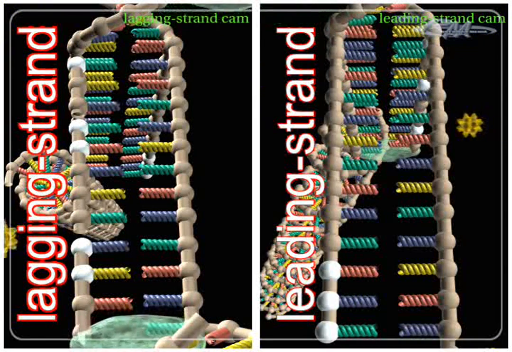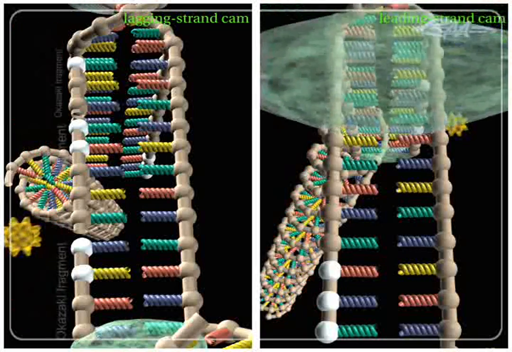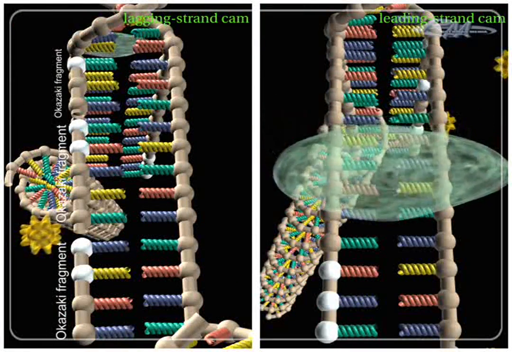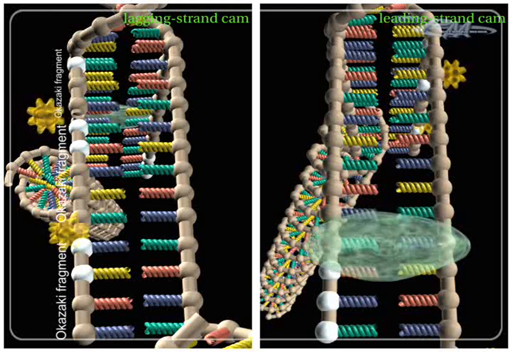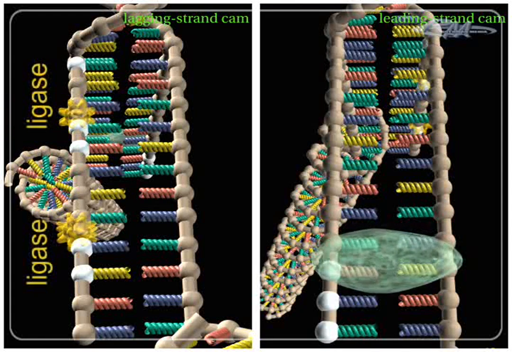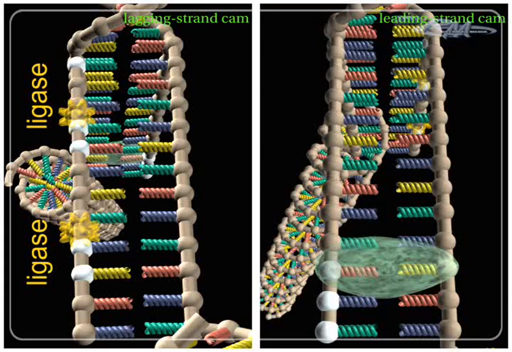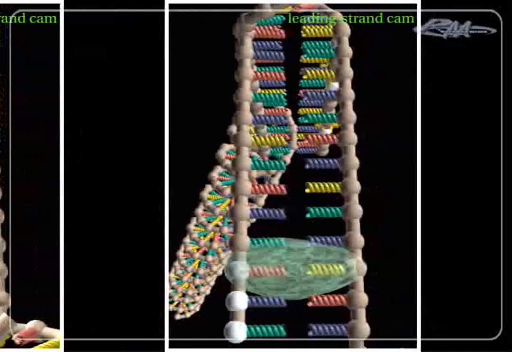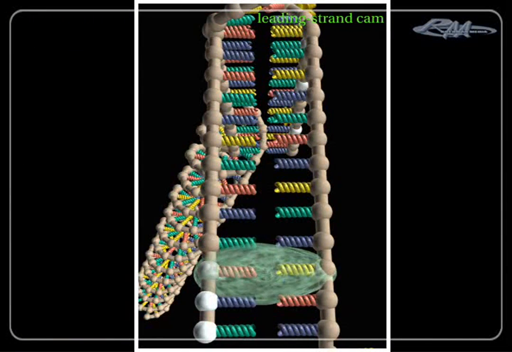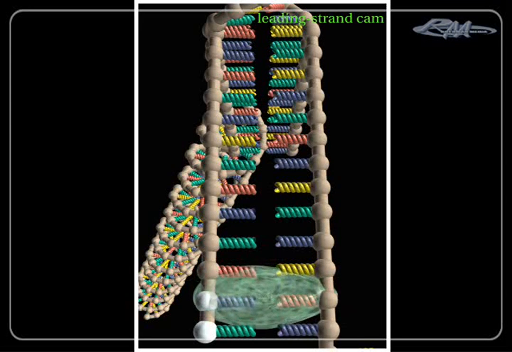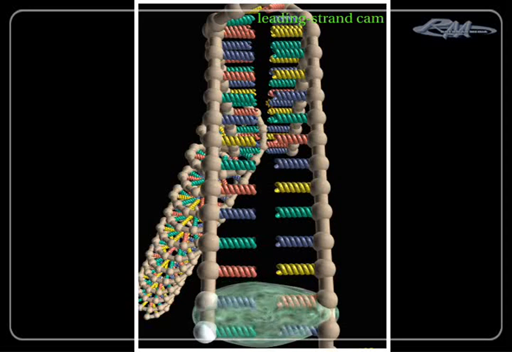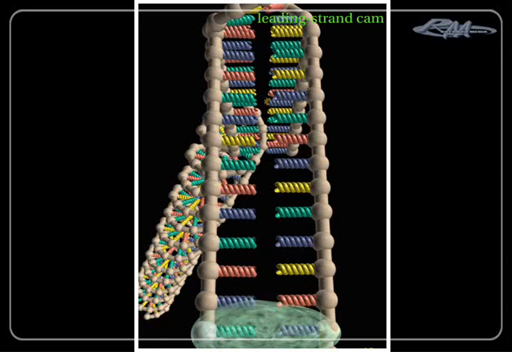This fact can be verified by the presence of Okazaki fragments on the lagging strand, short pieces of DNA that must eventually be joined together by the enzyme ligase. DNA polymerase also has a 3' to 5' exonuclease activity that allows it to correct errors and to remove and replace RNA primers with DNA.